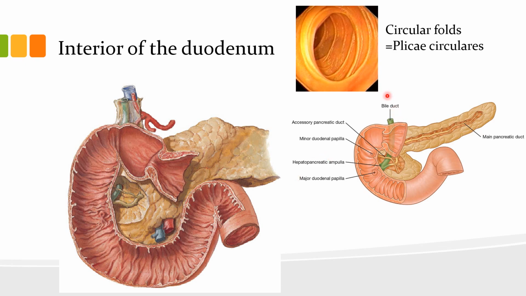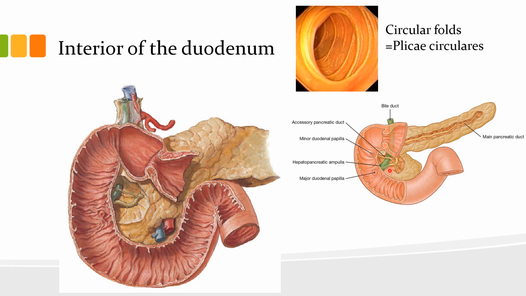The liver and gallbladder secrete the bile through a duct known as the bile duct. The pancreas has two ducts, a main pancreatic duct and an accessory pancreatic duct. The bile duct and the main pancreatic duct join together and open through one opening about the middle of the second part of the duodenum, and as they open they raise the epithelium. Here the epithelium rises, forming what we call the major duodenal papilla.